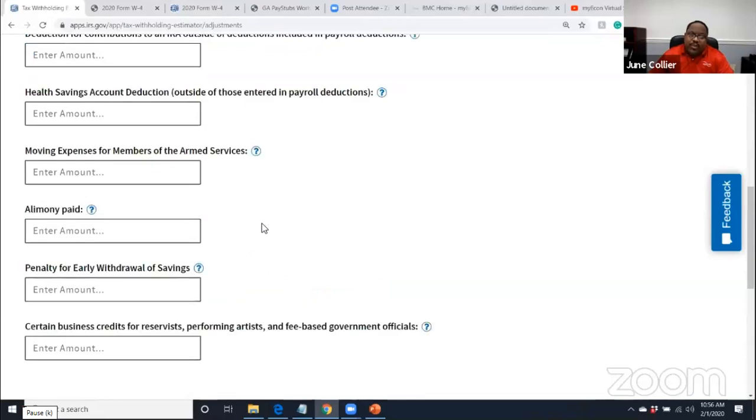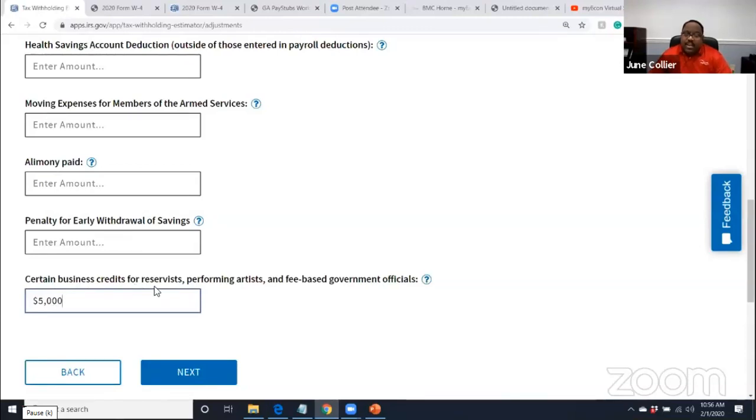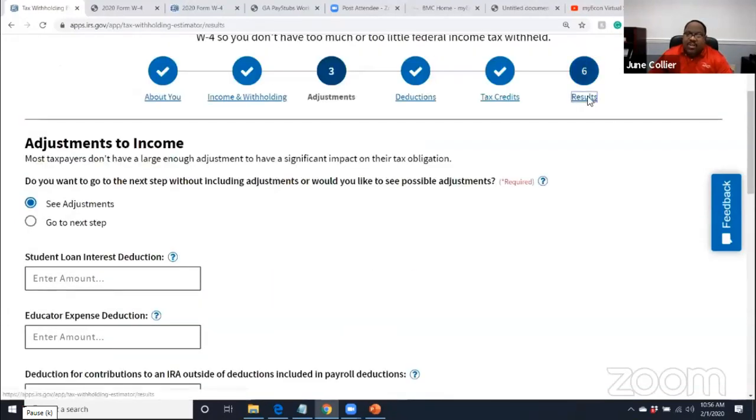So what we do is we're going to take that $5,000 and put it in this box right here for certain business credits for reservists. We're not putting the $5,000 there to say that we're getting business credits for reservists. We're putting the $5,000 there as an adjustment to income because there is not a box here that says Schedule C adjustment to income. So we're going to put that $5,000 in the box, and we're going to go back and take a look at our results.